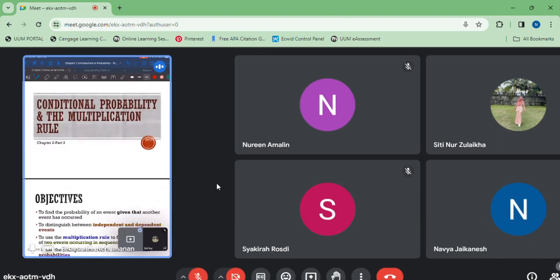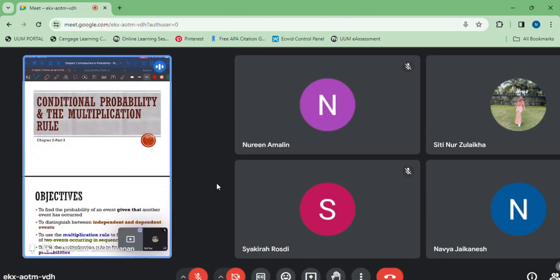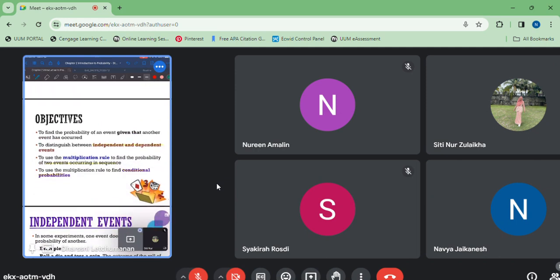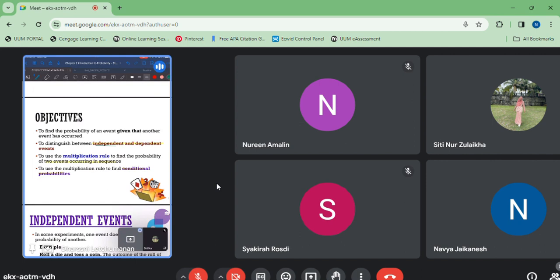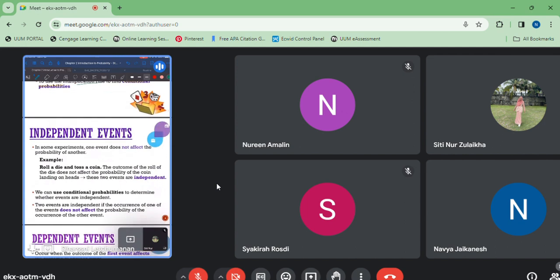Okay, next one is we will learn conditional probability and multiplication rule. So we have independent and dependent events. That is two events, okay? So we use multiplication rules to find the probability of two events occurring in sequence. And we use multiplication rule also to find conditional probabilities. So independent is when these two events happen, but they have no connections at all.